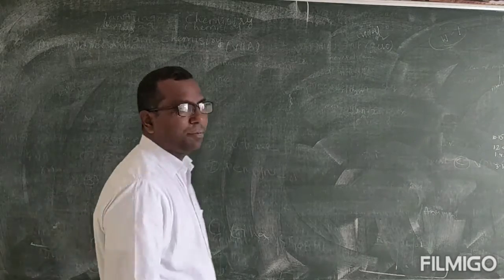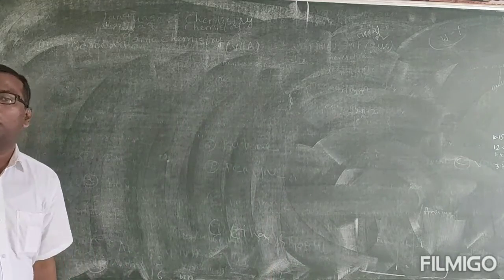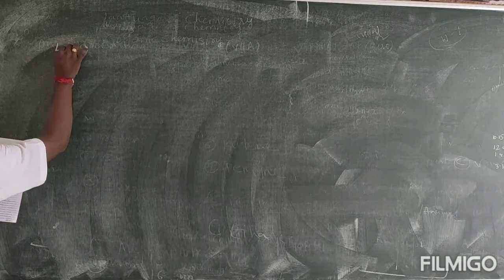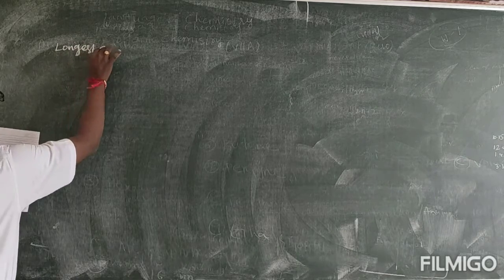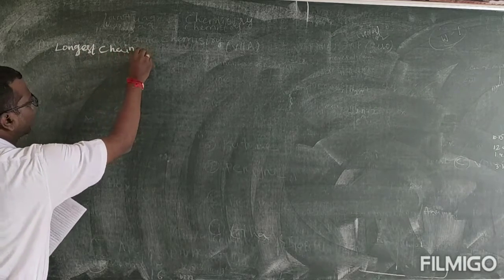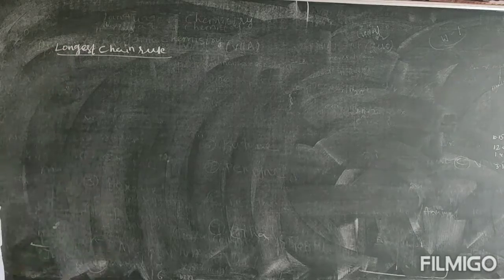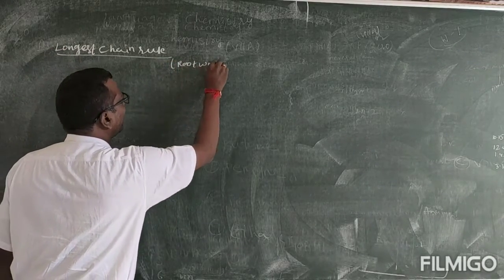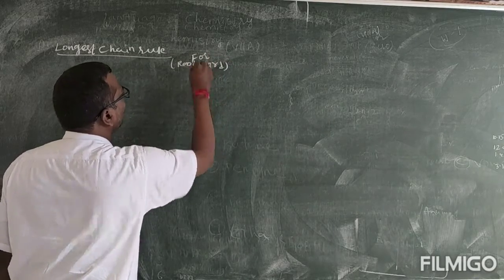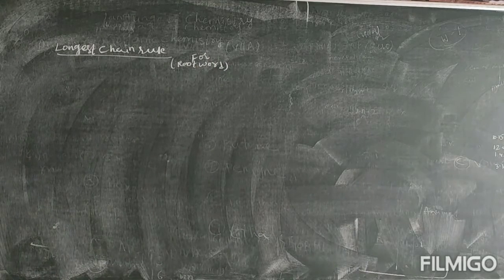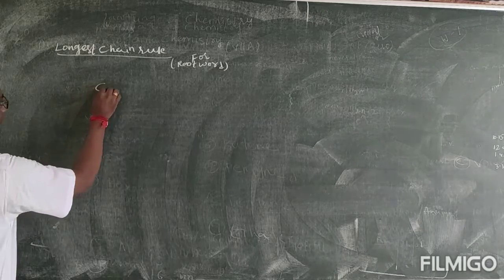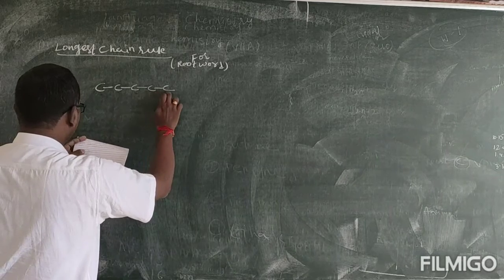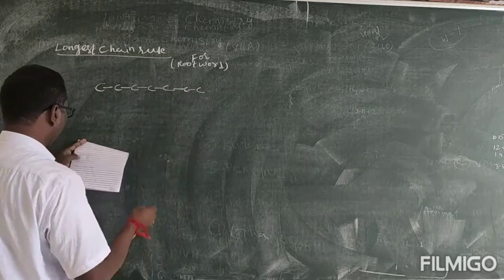Now the next part is we are going to discuss how to write the name of the compound given. Okay, in that first we will be following the longest chain rule. And this longest chain rule is followed for what purpose? To identify the root word. To identify the root word, we will be following the longest chain. Simple example I will say. 1, 2, 3, 4, 5, 6, 7. Okay.